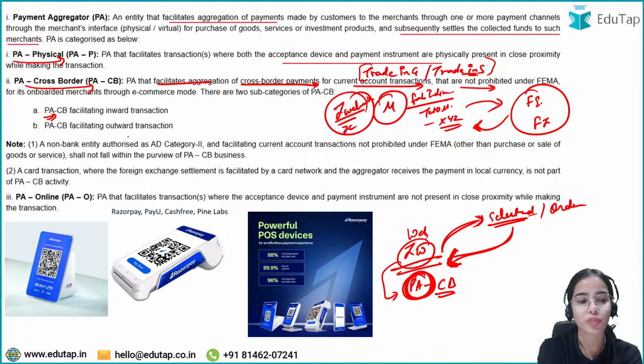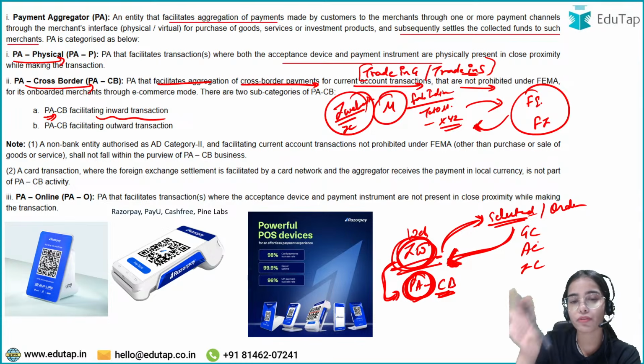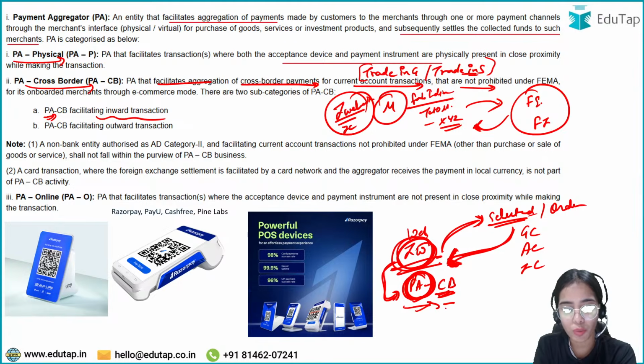Payment aggregator cross-border facilitating inward transaction. Basically, if a German citizen, an American citizen or an Italian citizen is buying goods or services from the Indian website and wants to pay, they can pay through the payment aggregator cross-border that is connected with this Indian website. So an inward transaction can happen. The foreign entities and foreign individuals can send the money to India through the payment aggregator cross-border that is connected with the Indian website.